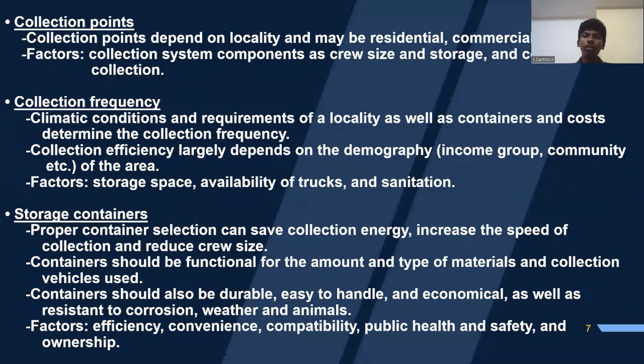Collection points depend on locality and many residential, commercial, or industrial factors. So when you're talking about the collection point, why does it depend on residential, commercial, or industrial factors? Because, speaking about a residency, you can have the collection done at a specific spot. That is, you can just park the vehicle over there and give a sign that the garbage truck is there, and then the people will come to dispose the garbage.